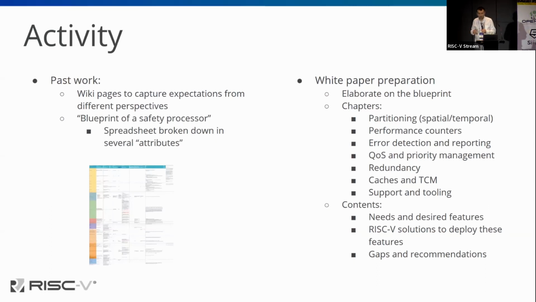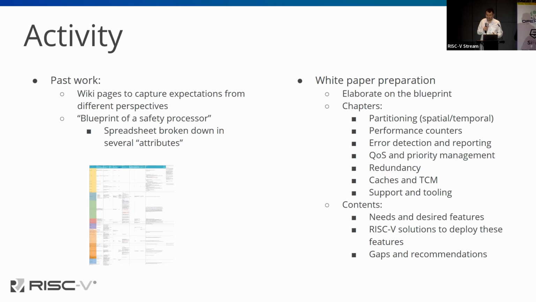And at the moment, we are preparing a white paper, something which will be shared with the community, which elaborates on the blueprint, but in a more comprehensive manner. There are several chapters in the document: partitioning, performance counters, error detection and correction, the QoS, priority management, redundancy, caches and tightly coupled memories, and support and tooling.